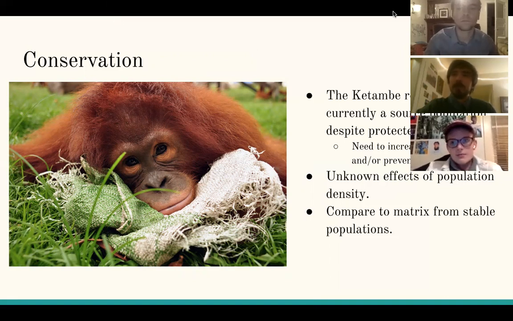We also were hoping that maybe future research would study the unknown effects of population density on these kind of matrices and whether population density is being affected by the shrinking of this kind of available habitat. And also we would like to compare this matrix to matrices from more stable populations just to see what's different and how we could improve this matrix to help the population survive.